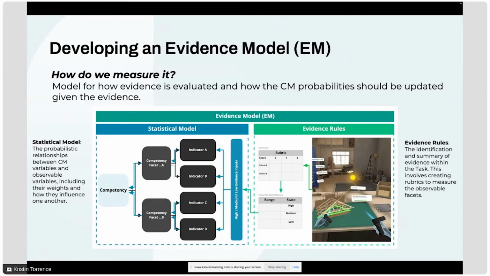So the general premise for how the predictive model works is by calculating the value of competency facet A, given the evidence we have about indicator A. And then the evidence rules are a model for the identification and summary of evidence within the virtual reality tasks. This involves creating rubrics to measure the observable facets and classifying levels of performance. So it deals with scoring and categorizing whether the performance was high, low, or medium. And the evidence model really serves as a true bridge between the competency model and the task model.